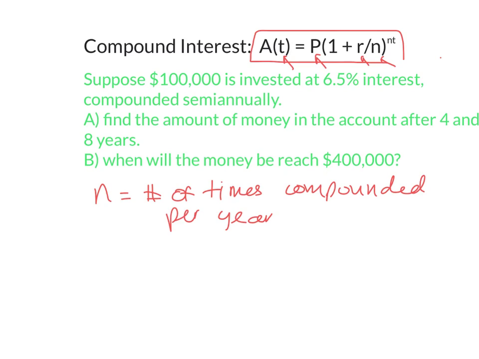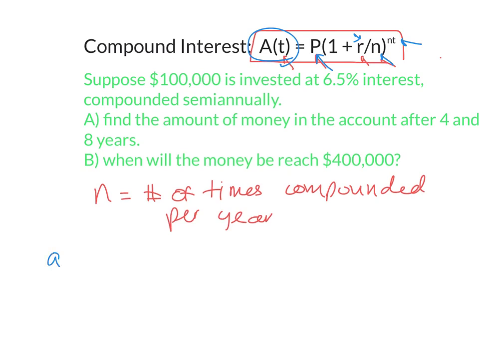Got to make sure, one more time. This number over here is the final amount. That's why the A is there. P stands for principal. That's the amount of money you start with. R is interest rate. N is how many times per year it's compounded. T is time. How long is it going to take?